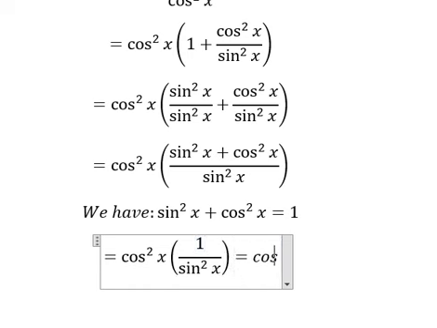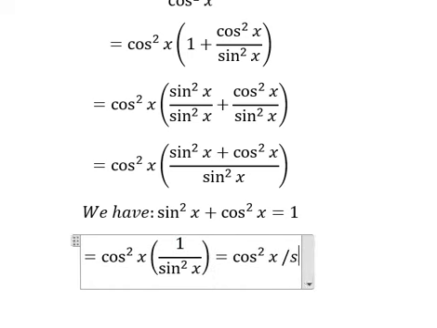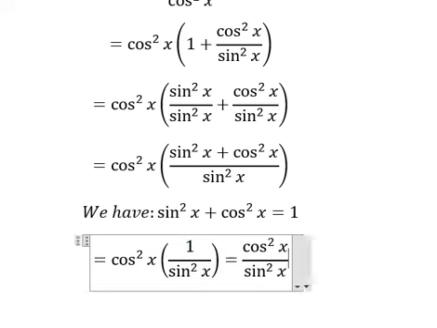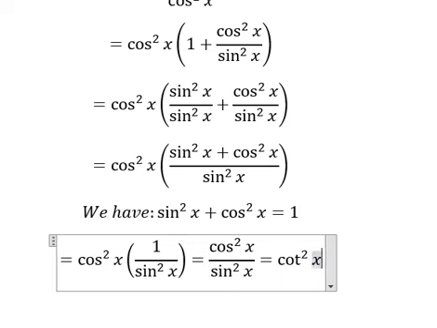And we have cosine x squared over sine x squared equals to cotangent x squared. And that is the final answer.